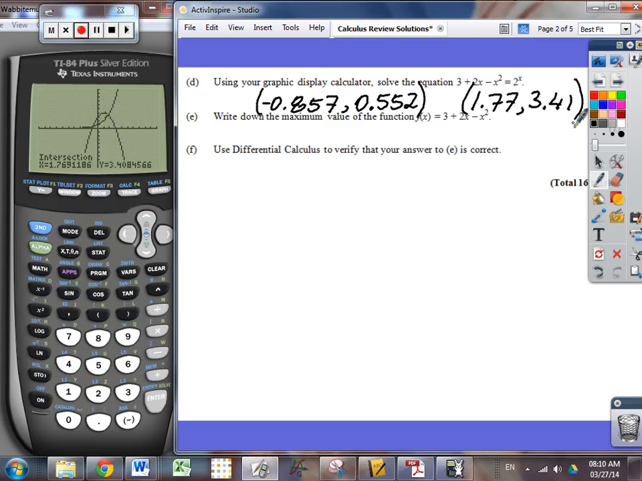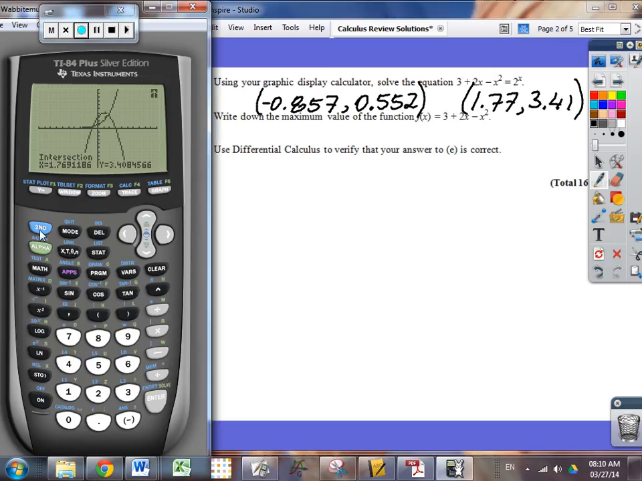Write down the maximum value of the quadratic function. So let's find second trace maximum, option 4. We don't want to be doing y1, that is not the curve I'm using, so let's press down until the curve that we want to find the maximum of does appear. Now that this curve is selected, we're ready to choose the left bound. I'll move my cursor to the left, I'll move my cursor to the right bound, and then I'll stick it as close as I can to where I believe the max to be, and the max occurs.